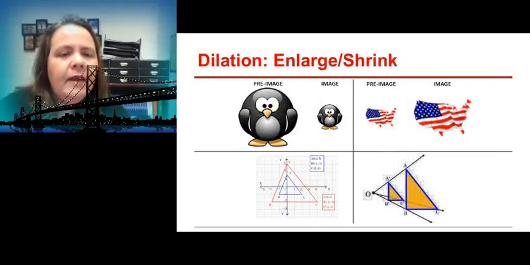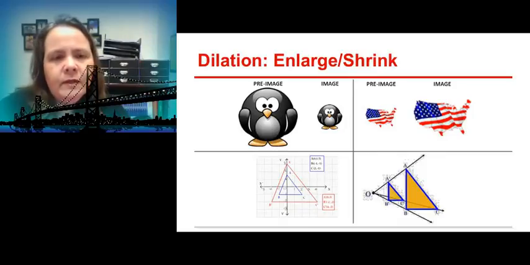And here we have dilations, where we have either enlarged something or shrunk something. So pre-image and image are another way to denote what you started with. The pre-image is what you begin with, looking at the little penguins there. And then the image is showing what happened to it. And in this case, this was a shrink. Okay, that image got smaller.